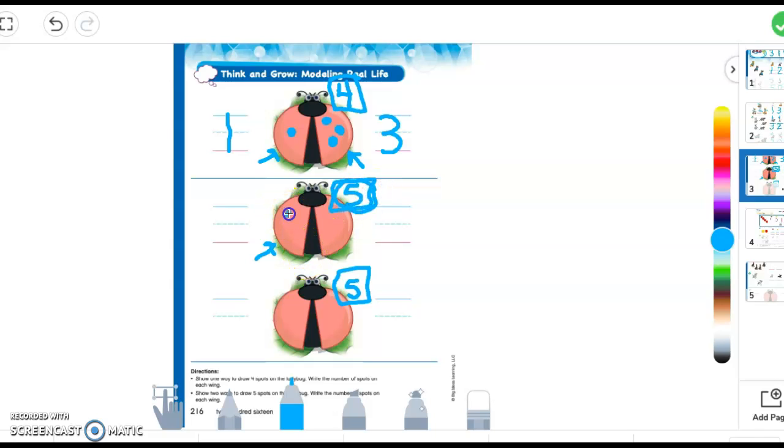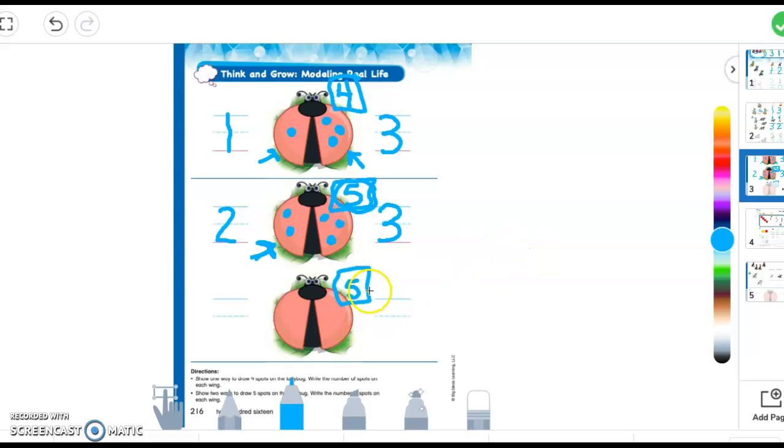It has to be less than 5 because our whole is 5. So let's put 1, 2. Okay, let's count 1, 2, 3, 4, 5. So how many is on this side? 2. How many is on this side? 1, 2, 3. So let's make sure that 2 and 3 is 5. 1, 2, 3, 4, 5.